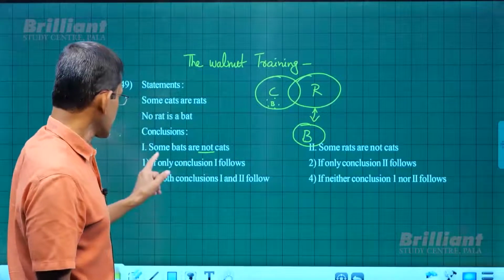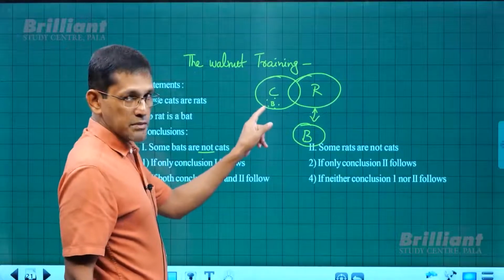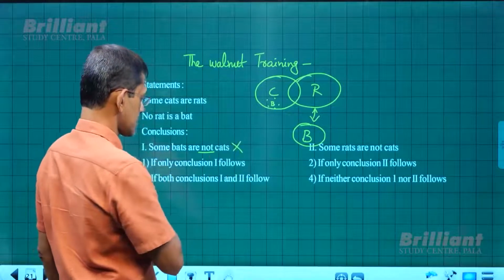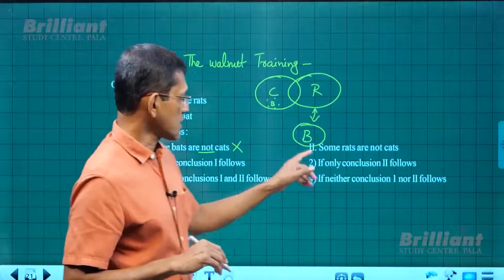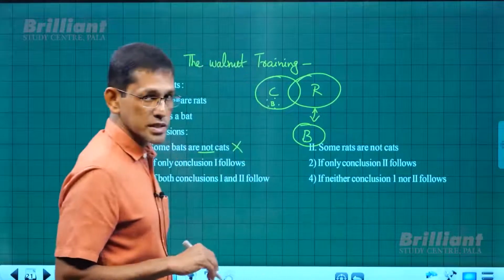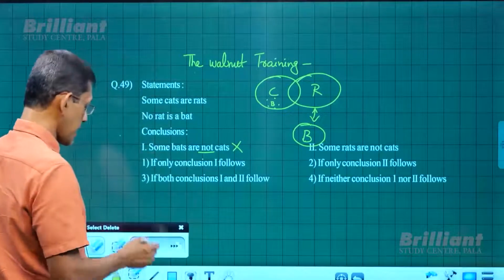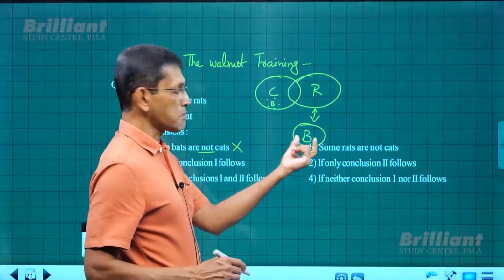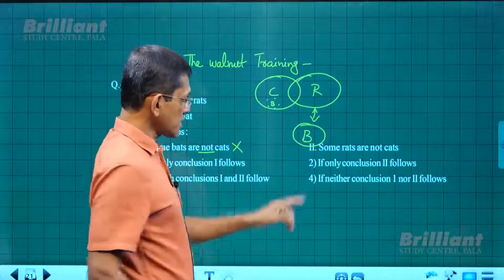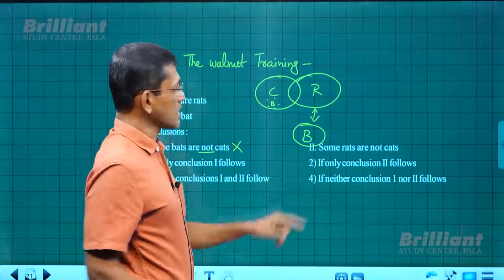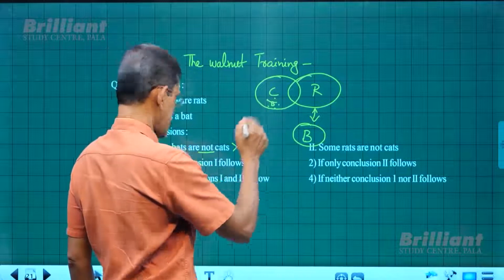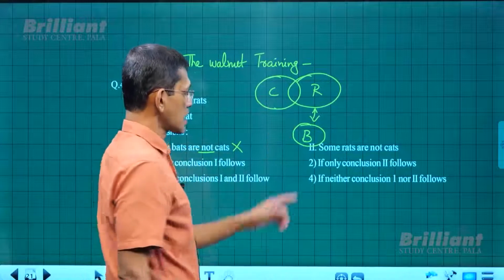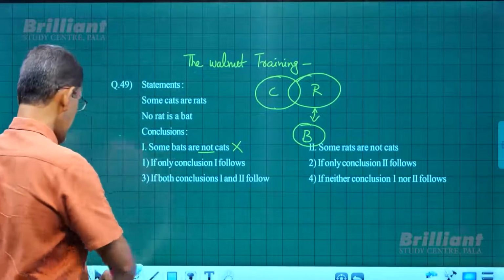Okay, so in this case, the diagram exists, so the conclusion doesn't follow. Now, the second conclusion: some rats are not cats. Again, we have to go back to the basic diagram. In this case, we had changed the diagram. We brought the bats into the cats. But for the second conclusion, we need to get rid of that and go back to the basic diagram. Bats are still here.